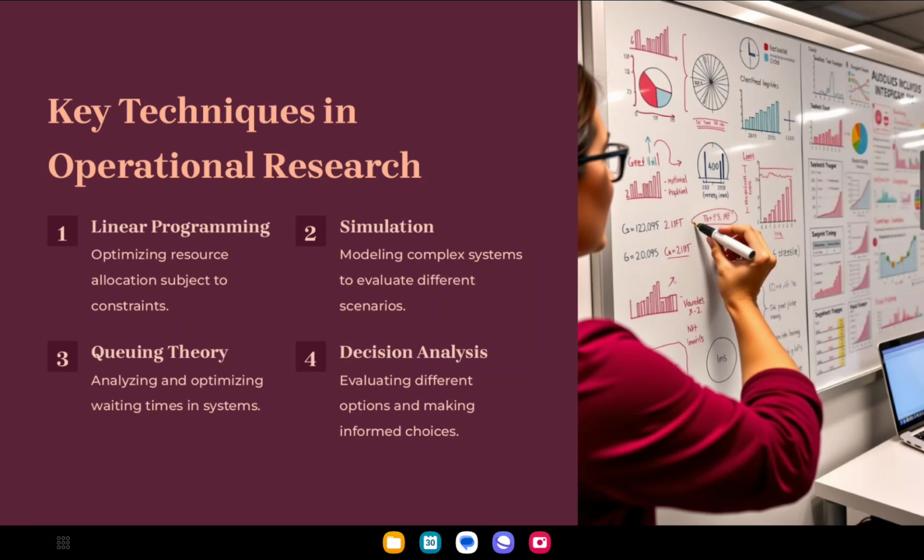Next is queuing theory. This technique focuses on analyzing and reducing waiting times in a system, whether it's in customer service, a hospital, or even a manufacturing process. Last is decision analysis. This involves systematically comparing options to identify the best decision. For instance, it might be used to choose between multiple investment opportunities. When these techniques are applied effectively, they can transform an organization's operational efficiency.